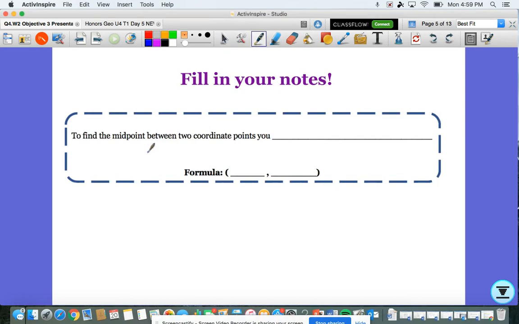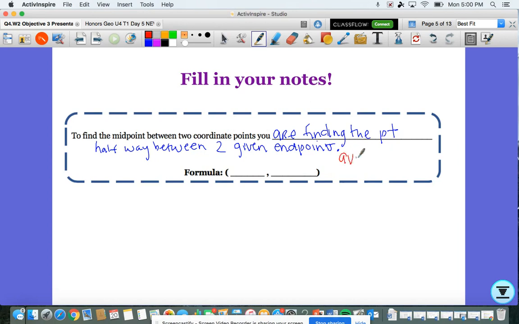So to find the midpoint of two coordinate points, you are finding the point halfway between two given endpoints. Ooh, that's not very neat looking. Right, so that's the idea. Like, you're finding the point halfway between two given endpoints. Right, so in order to do that, you are going to average.